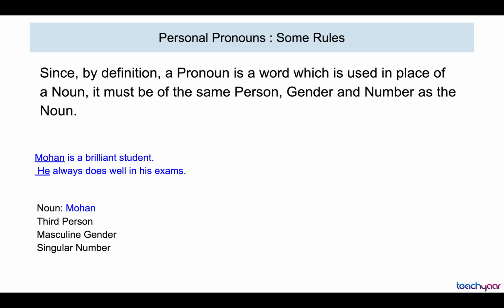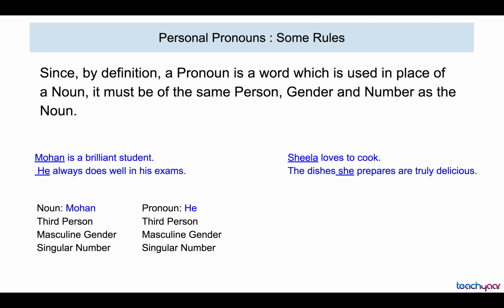Now what about the pronoun? The pronoun is he. He has been used in place of the noun. He also has to be in third person. That is why he is in third person. It is masculine gender and it is singular number. So both have to be the same person, same gender, same number. Why? Because the logic is very simple. The pronoun is replacing the noun. So whatever the qualities of the noun, the same qualities have to be there in the pronoun.